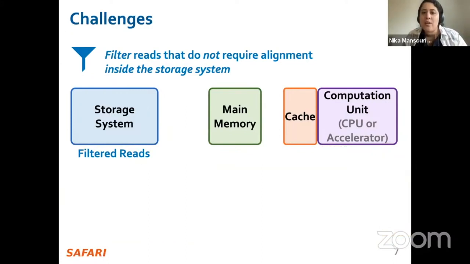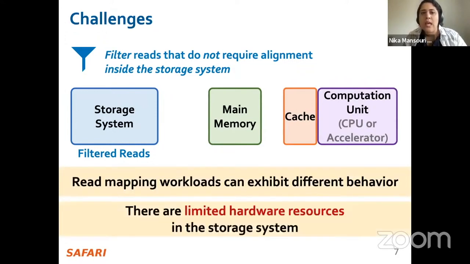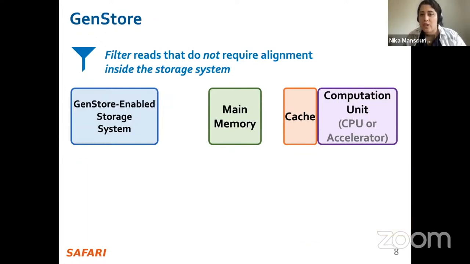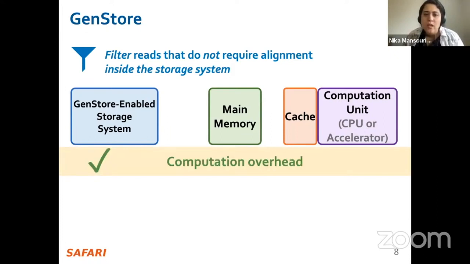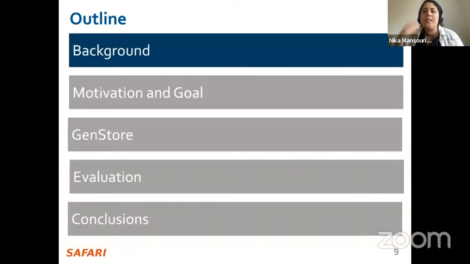However, filtering reads in a modern SSD can be challenging due to different behavior across read mapping workloads and limited hardware resources in the SSD. So by addressing these challenges, we propose GenStore, the first in-storage processing system designed for genome sequence analysis to reduce both computation and data movement overhead. And GenStore provides high performance and energy benefits compared to state-of-the-art hardware and software baselines. So that was a summary of what we're going to be seeing in this talk.